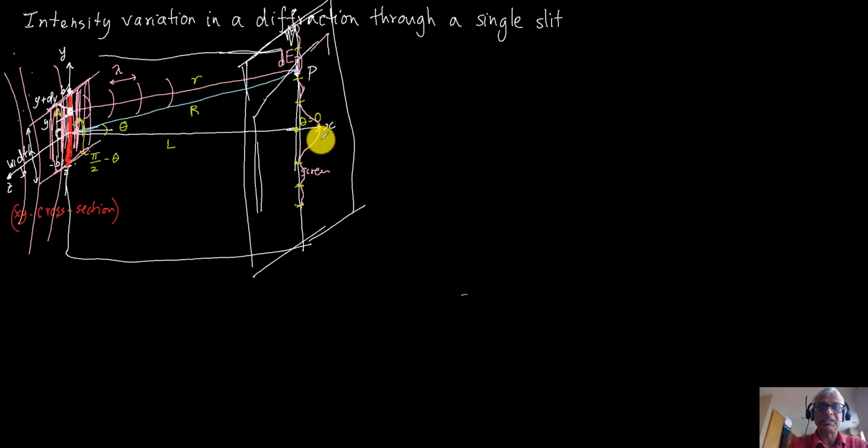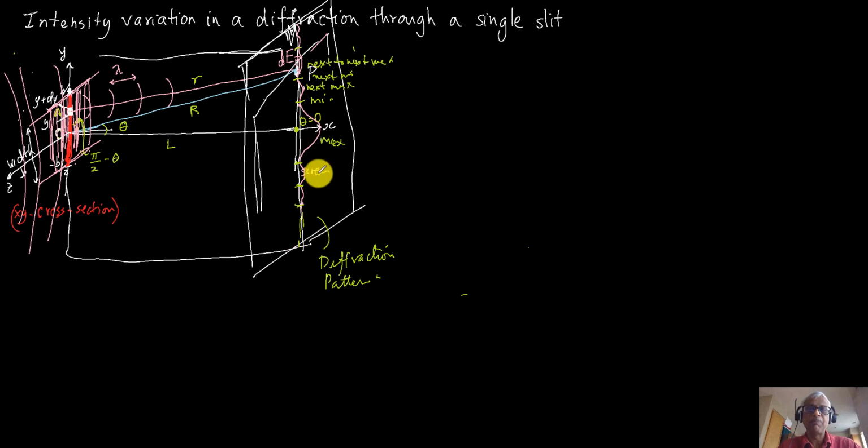So you have a maximum intensity, and you have a minimum, and then the next maximum, and the next minimum, the next maximum, etc. The whole thing is called the diffraction pattern. And you can see the variation of intensity. Eventually it becomes so dim that you won't be able to tell.